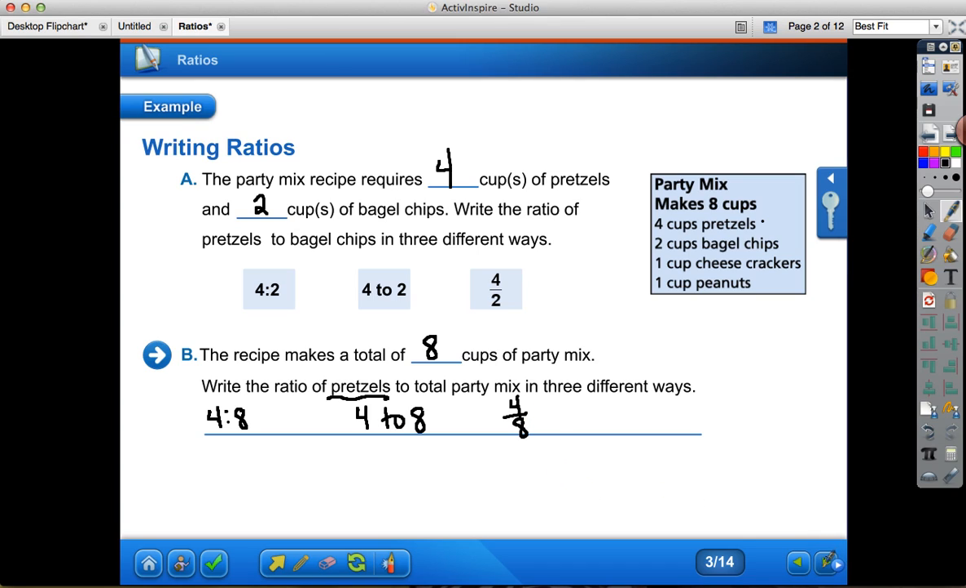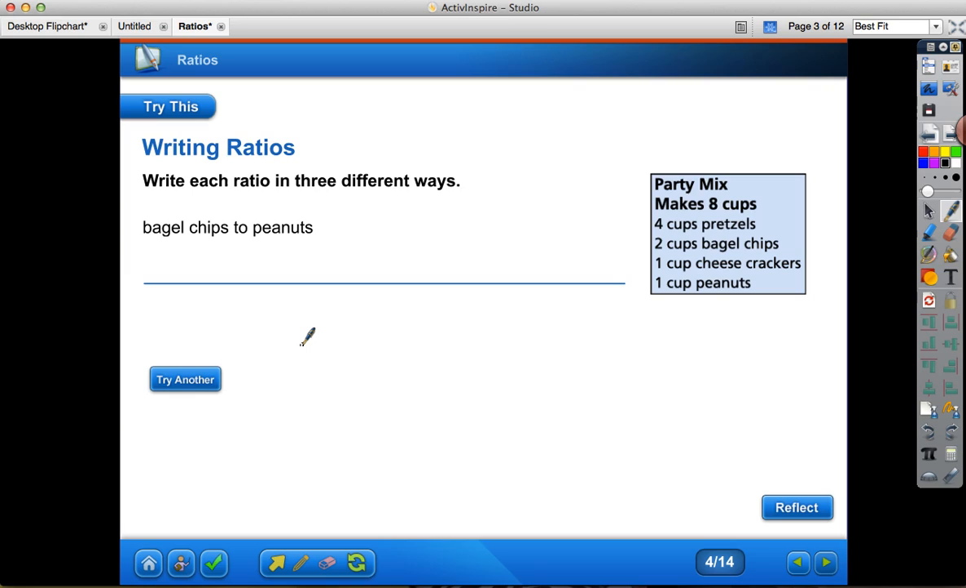All right, so let's go ahead and give this a shot. You have a spot here where you can write down these different examples. I'd like you to try them. It should only take you a couple of seconds. So first we want to look at the number of bagel chips to peanuts. Right, so I want you to look, find out what the ratio would be, and then write it in 3 different ways.